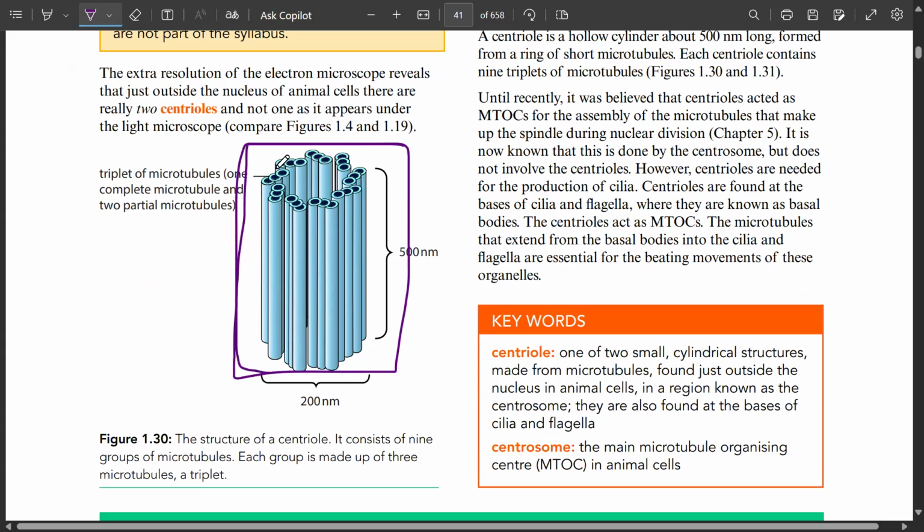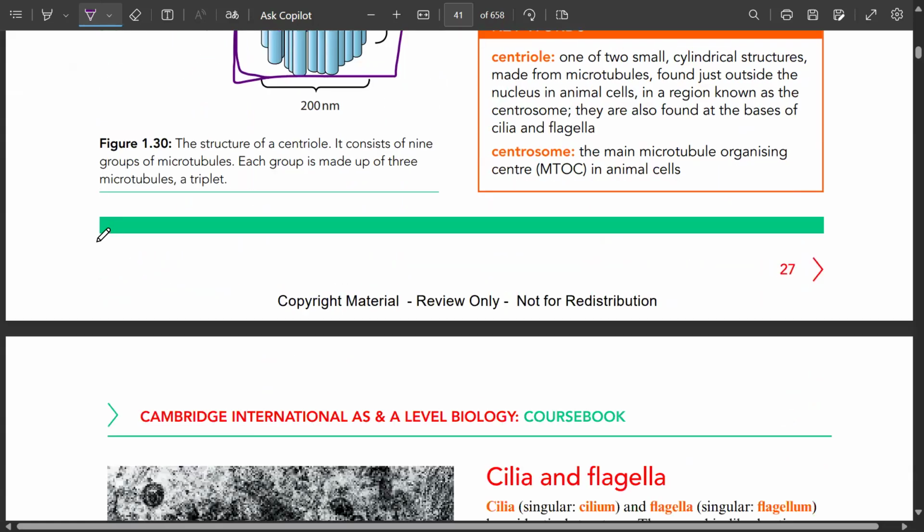Okay. Now you can see this is one triplet of microtubules. Nine triplets of microtubules joined together form one centriole. Now I'll explain the whole thing again.